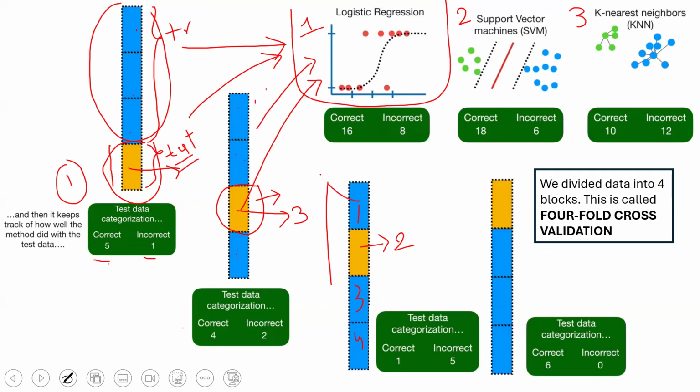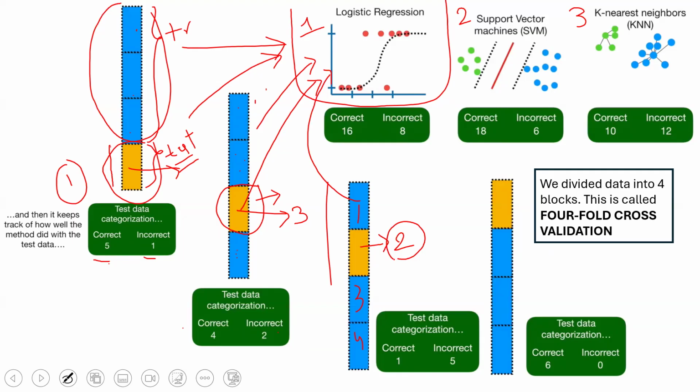Again, train the same model with this training data, which is 1, 3, 4, and then test the trained model with this test data set. Now let's calculate this particular result.